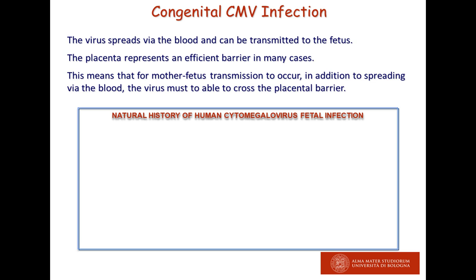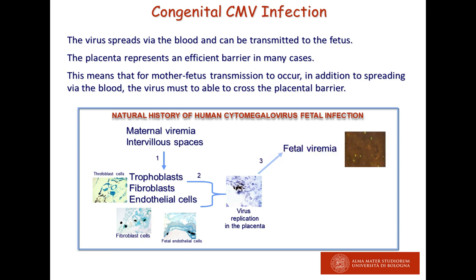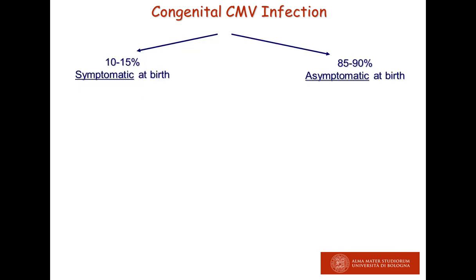Here, I report the natural history of human CMV fetal infection. The virus is present in the maternal blood and infects trophoblasts, fibroblasts, and endothelial cells. After replication in the placenta, the virus comes into contact with the fetal blood, and at this point we have the fetal infection.